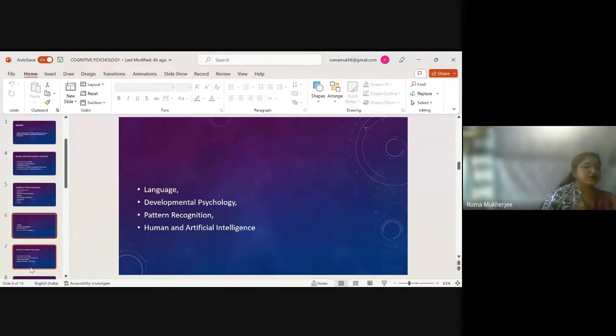Then comes human and artificial intelligence. As I told you, human intelligence includes the ability to acquire something, recall past memories, use knowledge gathered from the environment, and understand concrete and abstract concepts, as well as the relationships among objects and ideas. So these are the main domains of cognitive psychology.